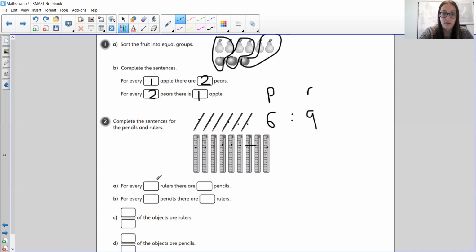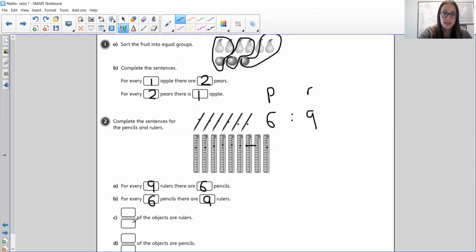So you could write that down for every, right, let me get it the right way around. So for every 9 rulers, there are 6 pencils, and for every 6 pencils, there are 9 rulers.